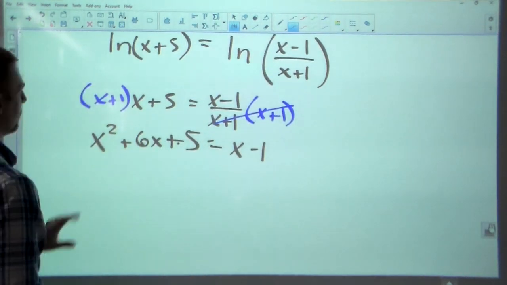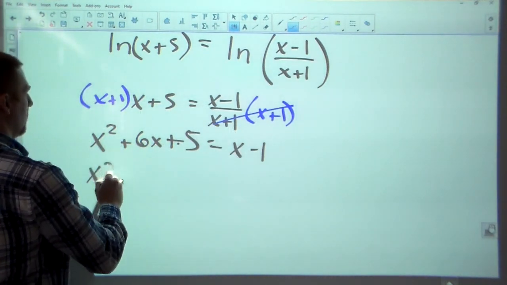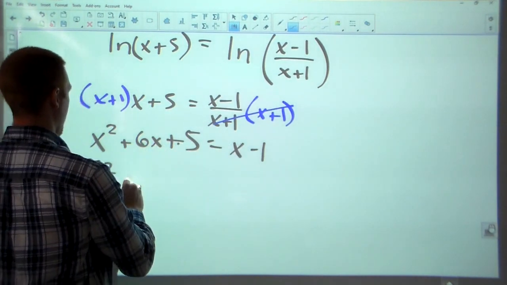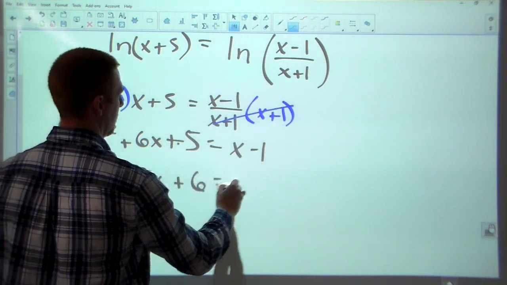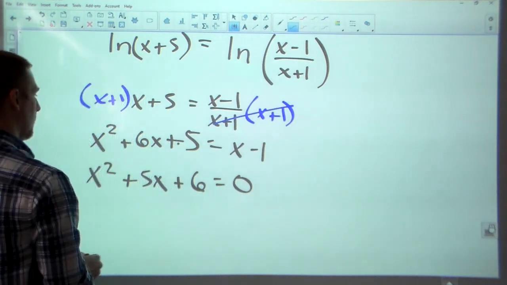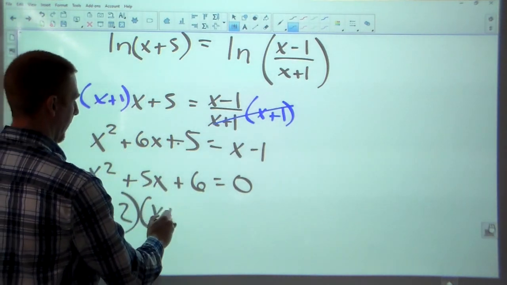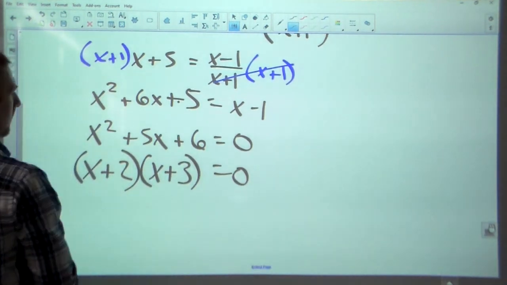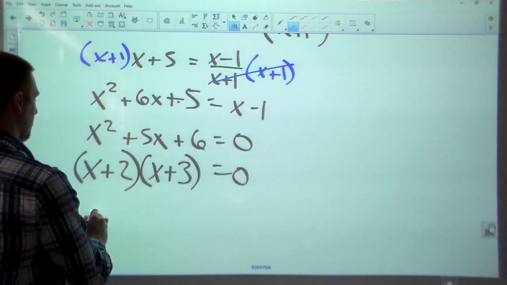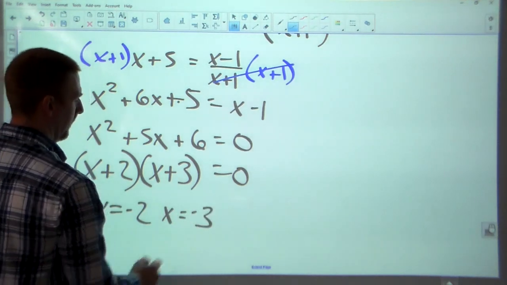So the same deal I mentioned before, we got x squared, so everything's got to get on one side. So that equals 0, so x squared plus 5x plus 6 is 0. So I need x plus 2, x plus 3 equals 0. And if we solve that, x is going to be negative 2, and x is going to be negative 3.